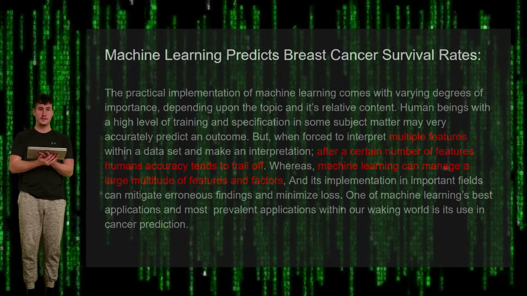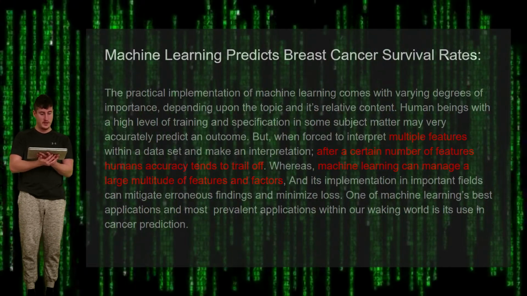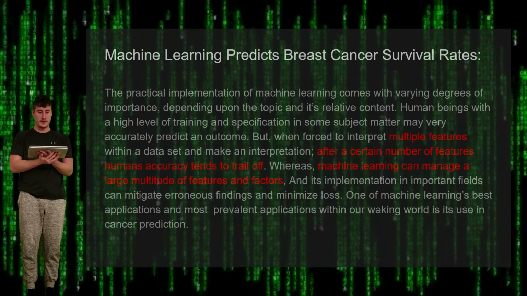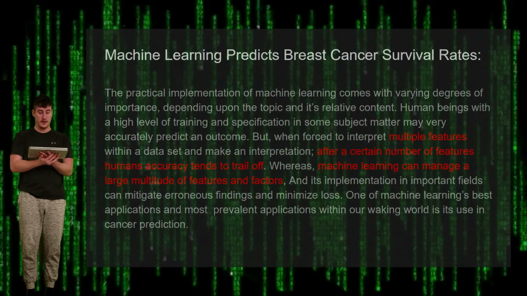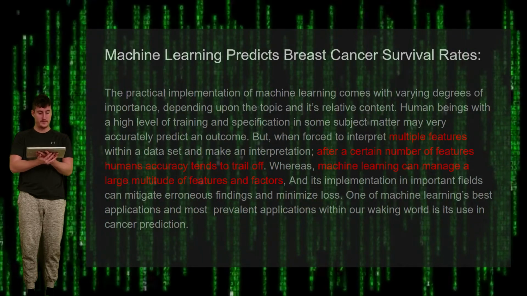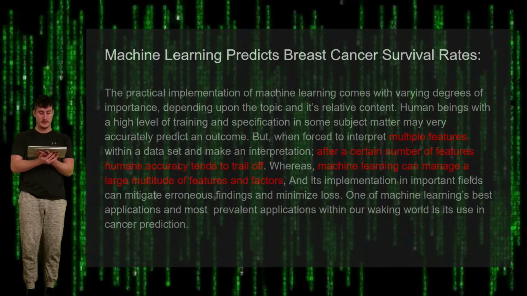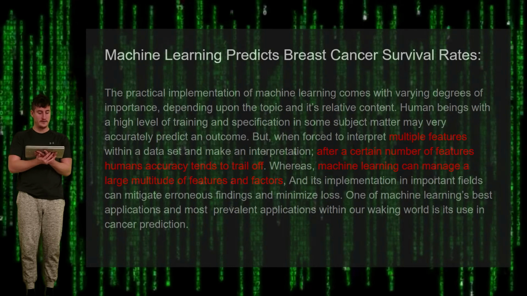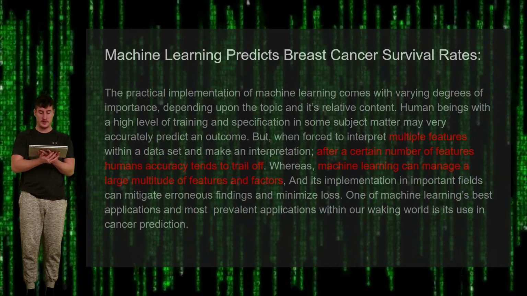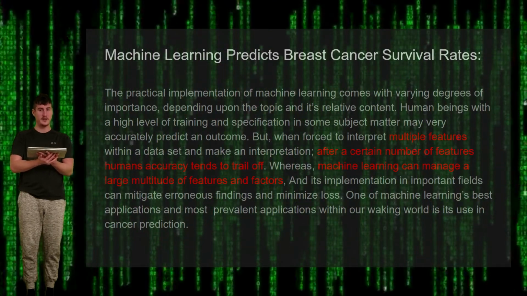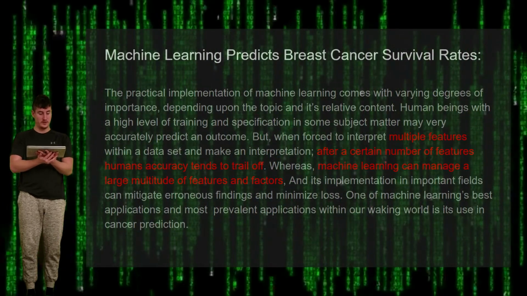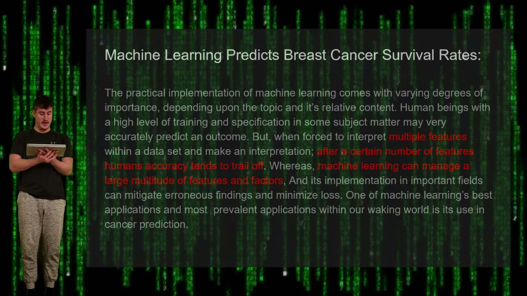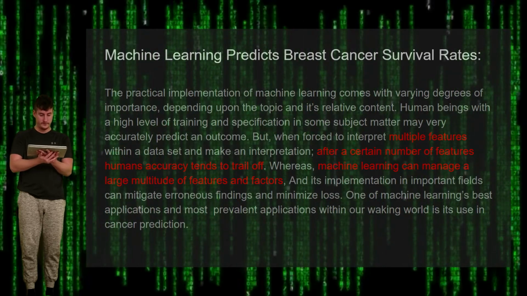Next, an interesting implementation of machine learning: machine learning predicts breast cancer survival rates. The practical implementation of machine learning comes with varying degrees of importance, depending upon the topic and its relative content. Human beings with a high level of training and specification in some subject matter may very accurately predict an outcome. But when forced to interpret multiple features, human accuracy tends to trail off.